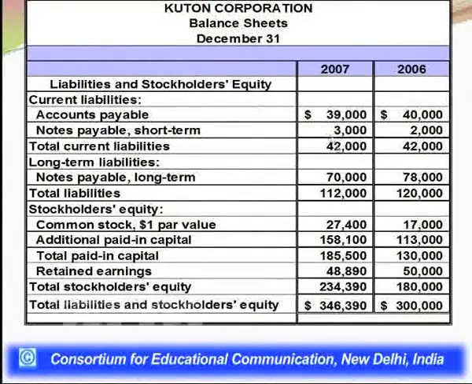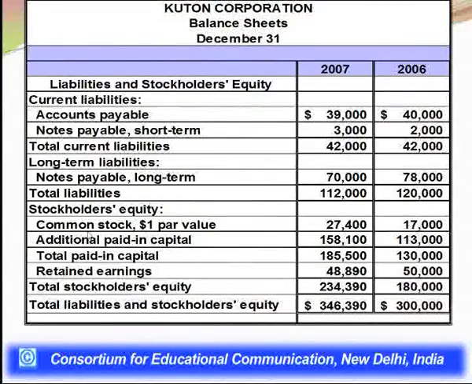So total liabilities, which is this 42,000 and 70,000 here, the sum of these two figures comes out to be 112,000. So 112,000 is the total liabilities, current as well as long term, for this company in 2007, and it was 42,000 plus 78,000, which comes out to be 120,000 for 2006. So it means the total liabilities have gone down for the company from 2006 to 2007. To understand this balance sheet further, the next is the stockholders equity column.